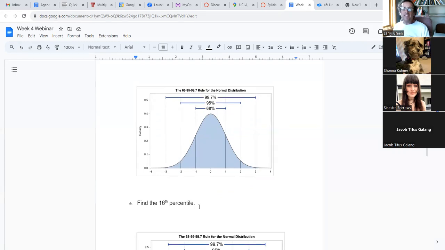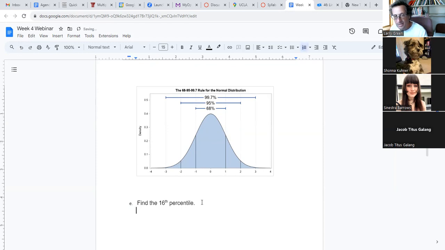Okay, find the 16th percentile. I'm going to do this one a little faster because this one is very similar. If I want the 16th percentile, that means the probability of being less than this special 16th percentile, call that Z, is 0.16. Okay. By the way, if the probability of being less than a number is 0.16, are we on the far left or far right? Which side are we on?